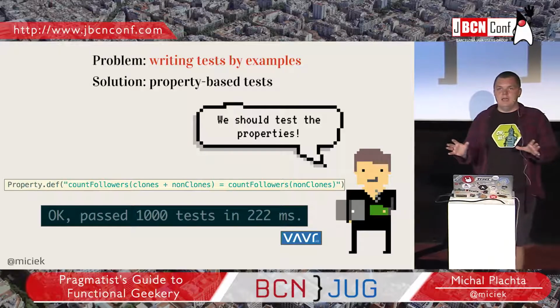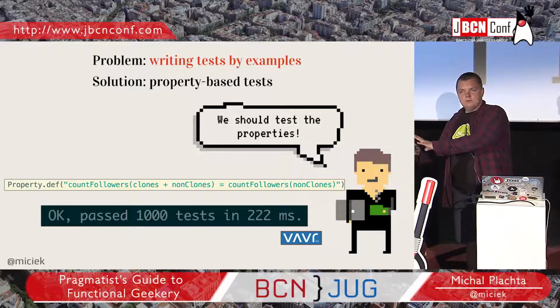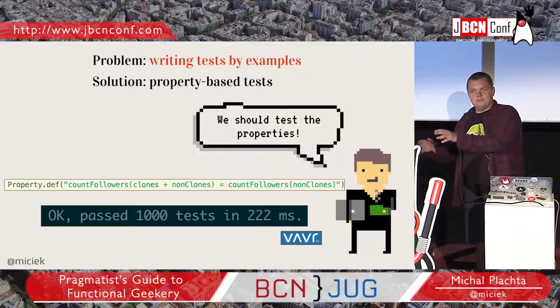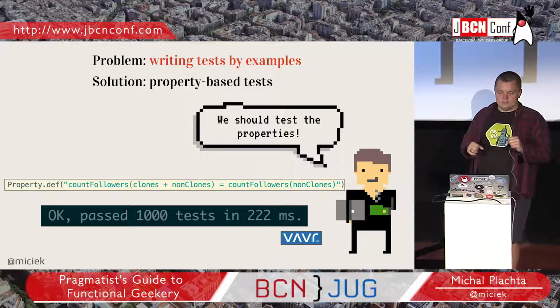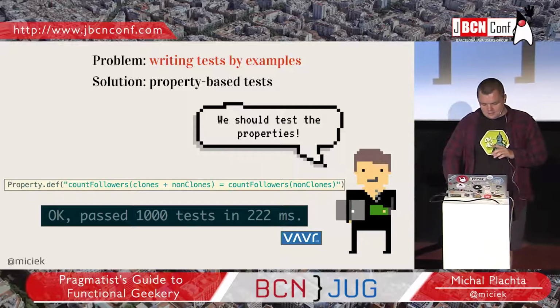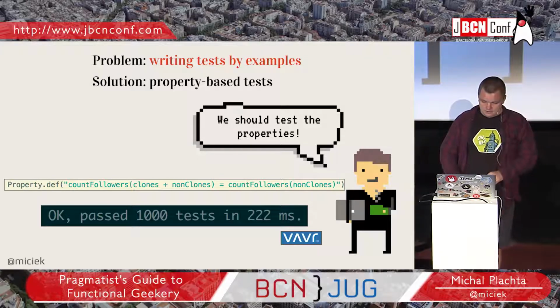So that's a property. And now we just give it to the framework, ScalaTest in this case, and it generates thousands of tests for us. Corner cases, big list, small list, -1, empty string, things like that. So we just provide a property, and the test framework will do everything for us.